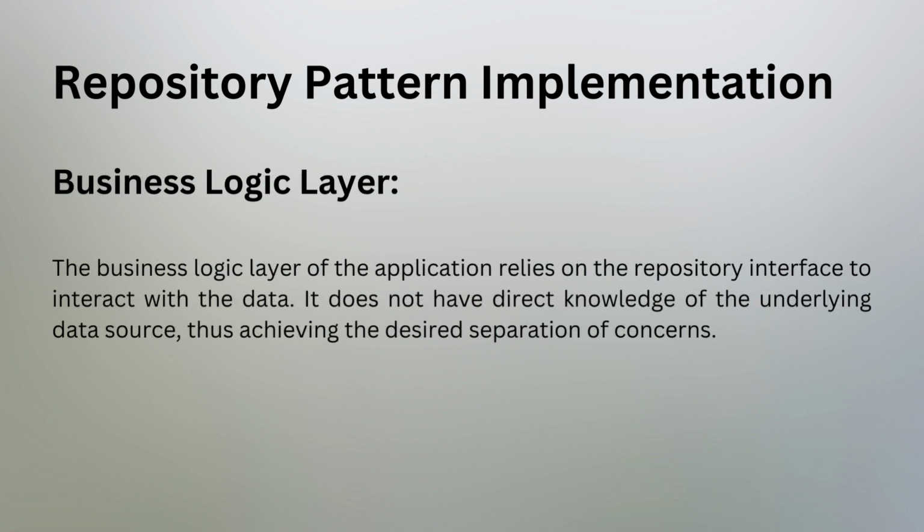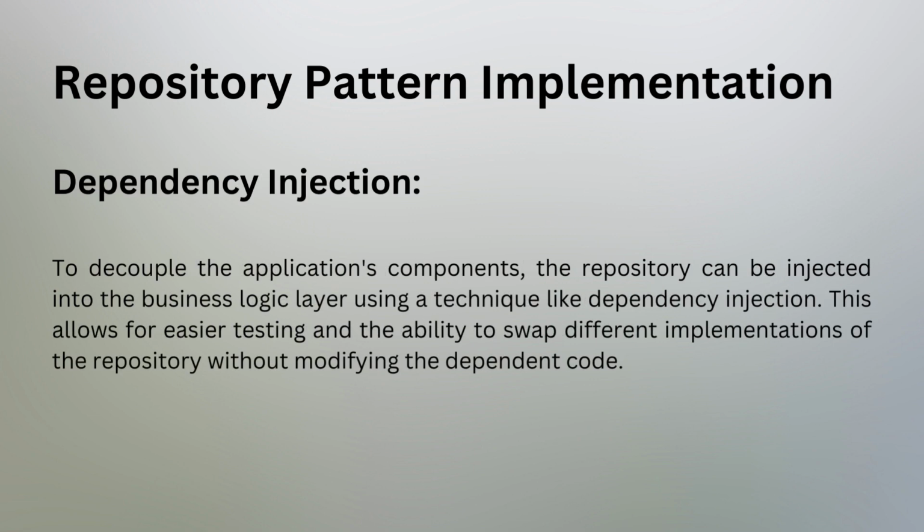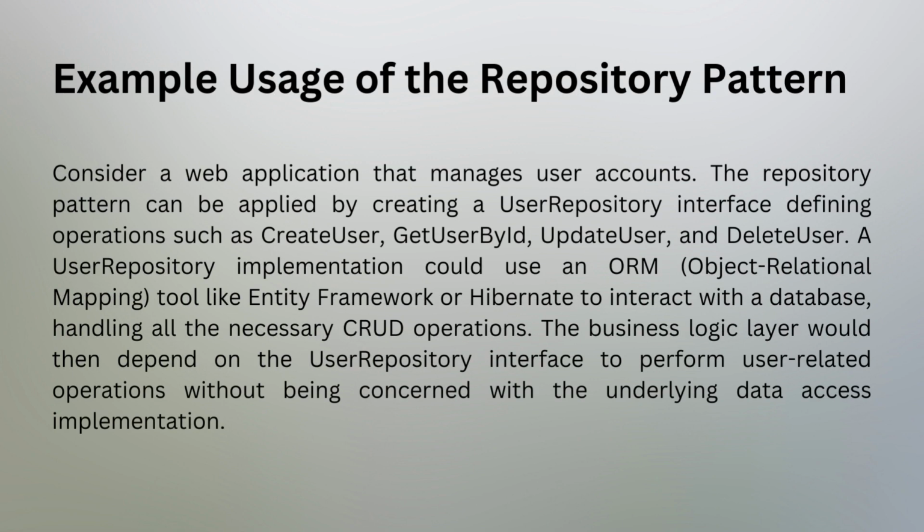Business logic layer. The business logic layer of the application relies on the repository interface to interact with the data. It does not have direct knowledge of the underlying data source, thus achieving the desired separation of concerns. Dependency injection. To decouple the application's components, the repository can be injected into the business logic layer using a technique like dependency injection. This allows for easier testing and the ability to swap different implementations of the repository without modifying the dependent code.